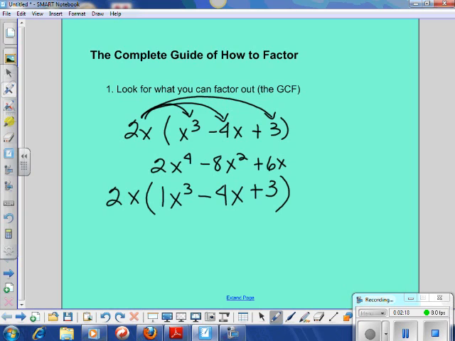So now we've worked it both directions. We saw what we've done with distributing and now factoring out. Factoring out is the first step for any factoring problem. You look for the greatest common factor that's in every single term.